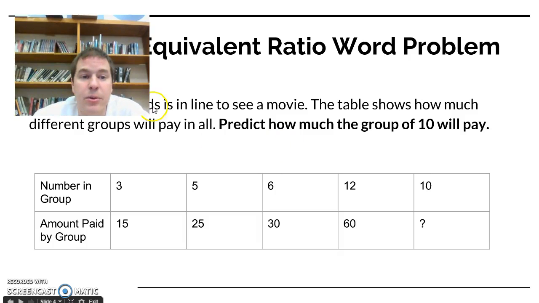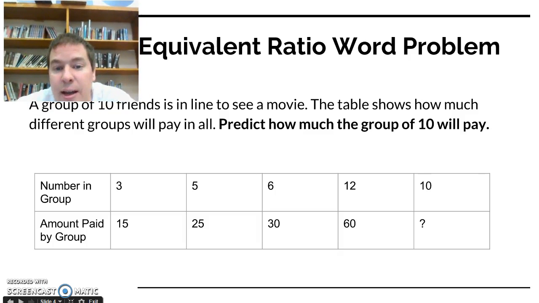The question says that a group of 10 friends is in line to see a movie. The table shows how much different groups will pay in all. Predict how much the group of 10 will pay. If I'm in a group of 3, then as a group, we're going to pay $15. If I'm in a group of 5, we're going to pay $25. Notice there is not a group of 10 in the table, so you can't just look at it. You have to find out.